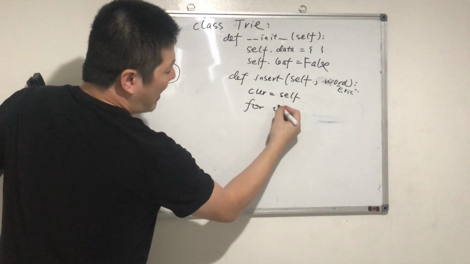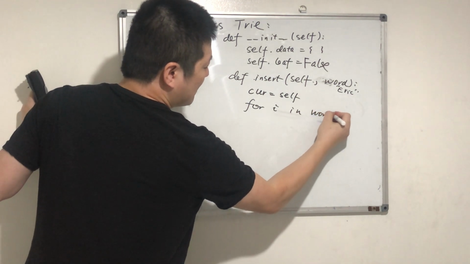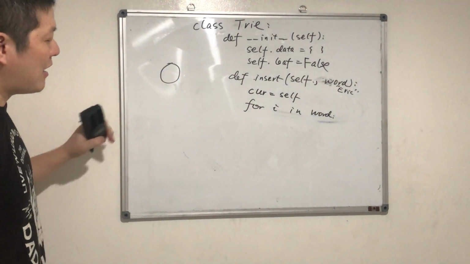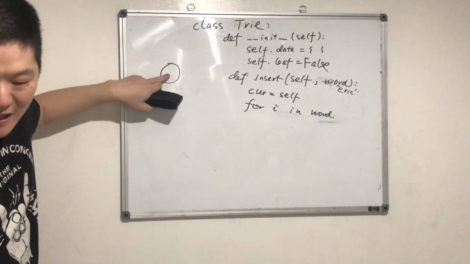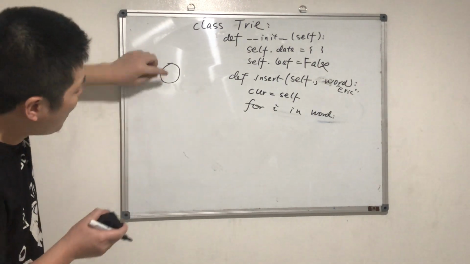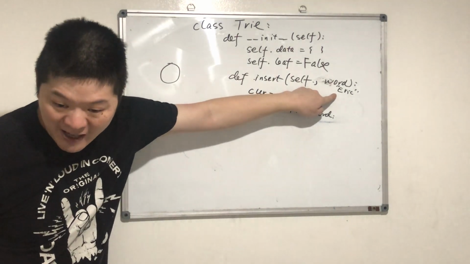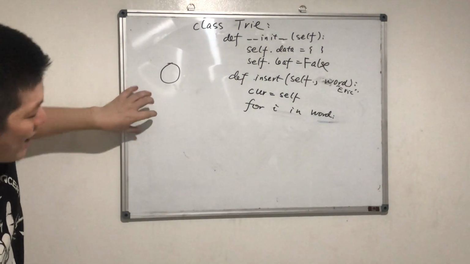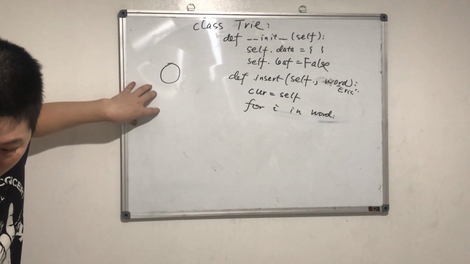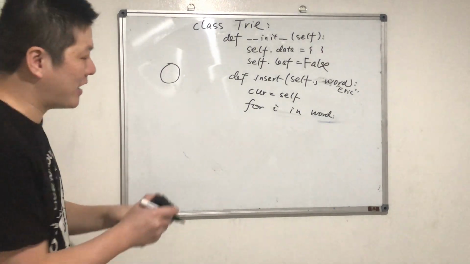For i in word. Then we need to find if this node has the character E as its key, right? If it does, then I will jump to it. If not, I create the node and put it there. Am I right? How can we create? That's a very good question.